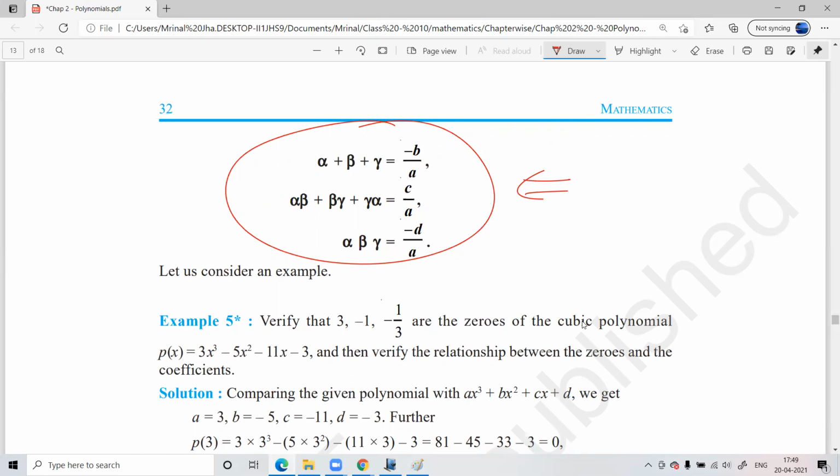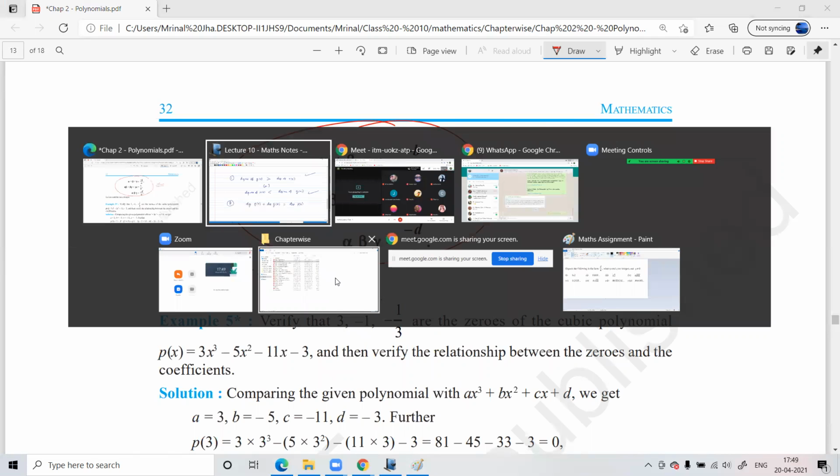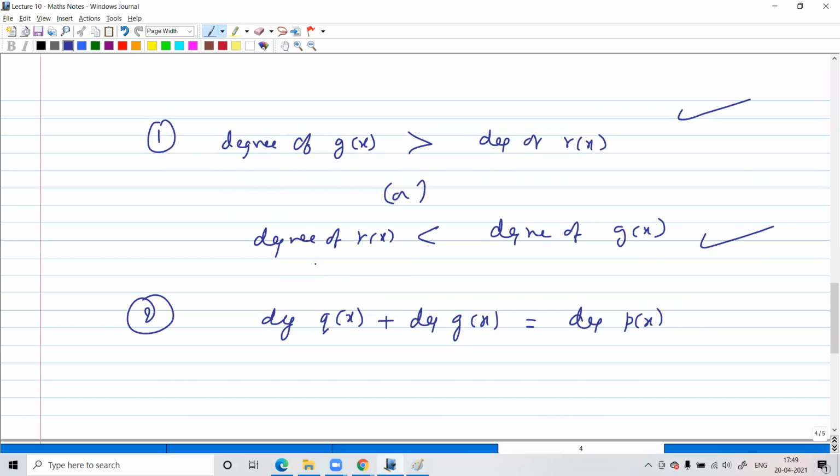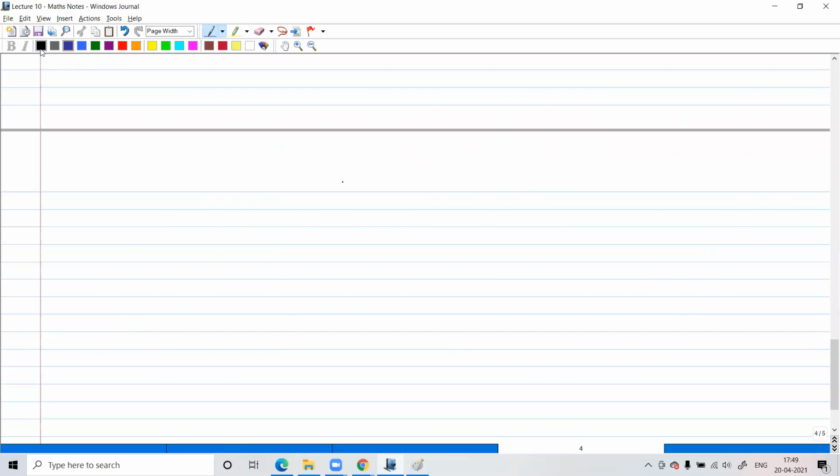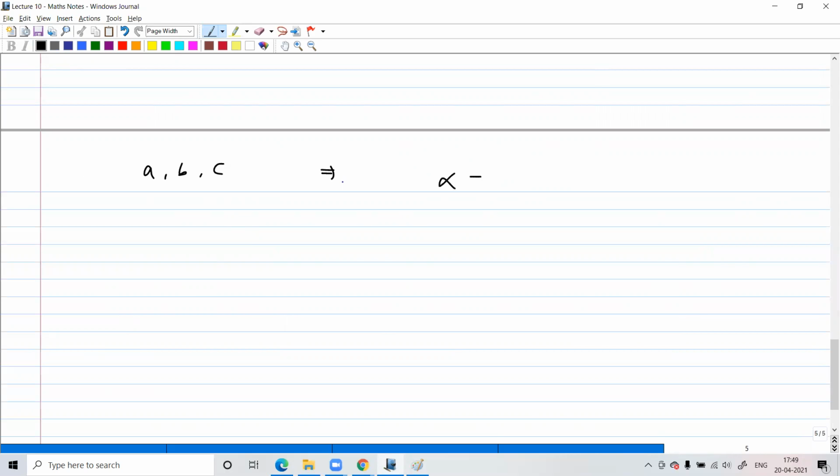Cubic polynomial, relation between coefficients and the zeros of a cubic polynomial. So far, what we had done is, I told you what is the relation between coefficients A, B, C and the zeros of a linear polynomial. In case of a linear polynomial, how many zeros are there? There's only one zero, and that zero is minus B by A, right? For a linear polynomial.